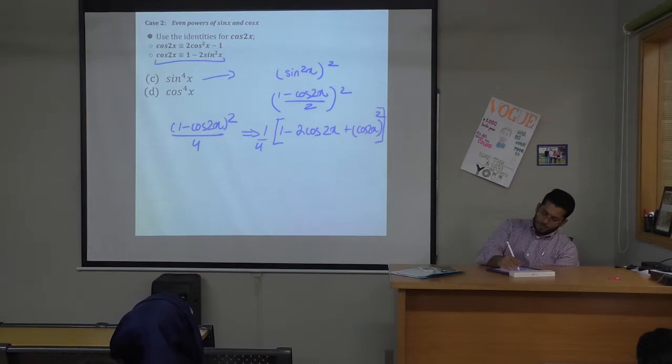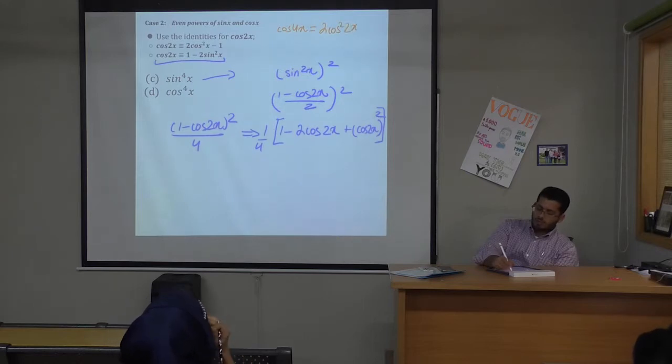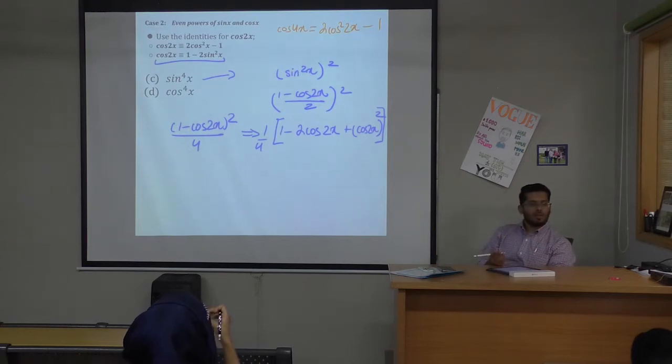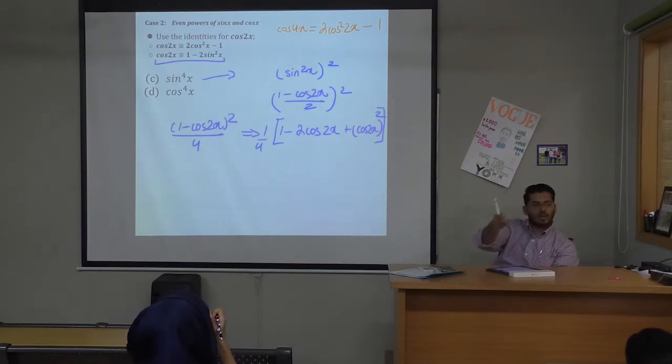Using what? I know cos 4x is 2 cos squared 2x minus 1. Double angle, it can be used for 4 2. The ratio has to be 2:1. Okay? So if I can break a 4x into 2x and 2x into x or 6x into 3x, I can do this, right? Okay? So what is cos squared 2x?